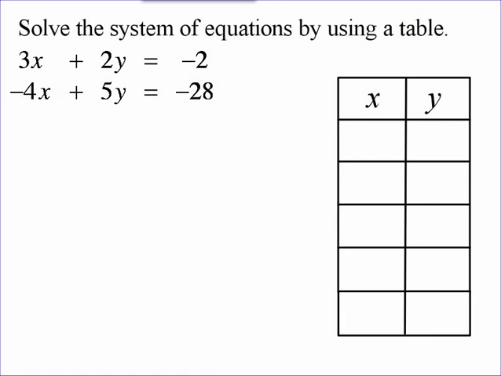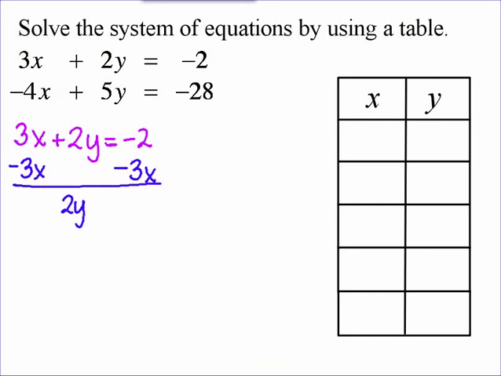So let's solve the top equation for y. I have 3x plus 2y equals -2. What would be the very first step I would do to solve that for y? How about we subtract 3x? Okay, that works. So then I end up having 2y equals -2 minus 3x. What do you do now to solve that for y? Divide by 2. So we end up getting y equals (-2 minus 3x) over 2. So that's the first one.